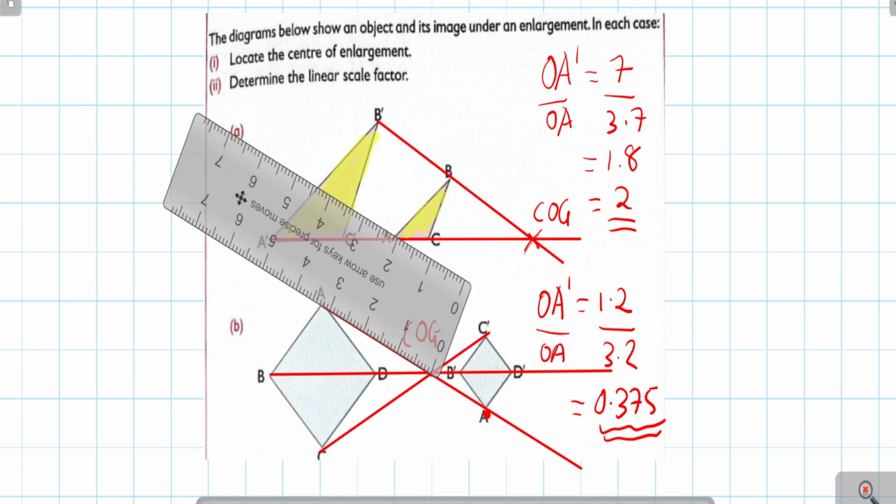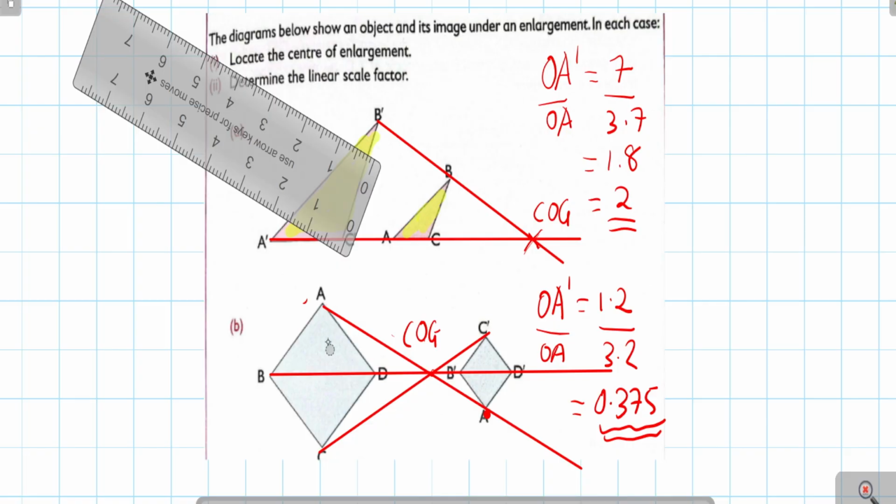reduced, lakini ina scale factor ya fraction. Hata ukiona object ni hii, ndo object, this is your object, so imekuwa reduced. Sawa, imekuwa reduced mpaka ikawa hivi, ndio maana linear scale factor yako ni ndogo. So the object was reduced to this here, ndio maana linear scale factor yako ni 0.375. Hopefully that is understood.